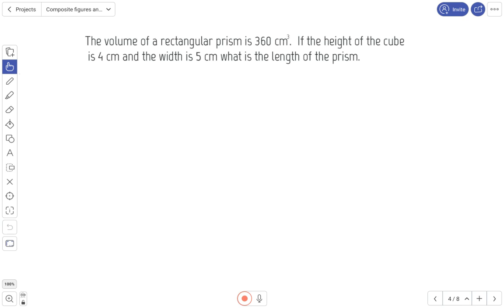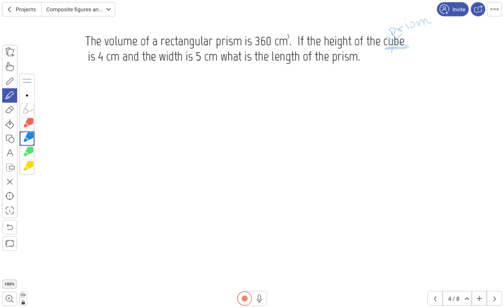It says the volume of a rectangular prism is 360 centimeters cubed. The height of the cube is 4 centimeters and the width is 5 centimeters. What is the length of the prism? Well, first of all, I think there's a typo in here because it's not going to be a cube if the dimensions are different. So let's say the height of the prism is 4 centimeters and the width is 5, and we are looking for the length.